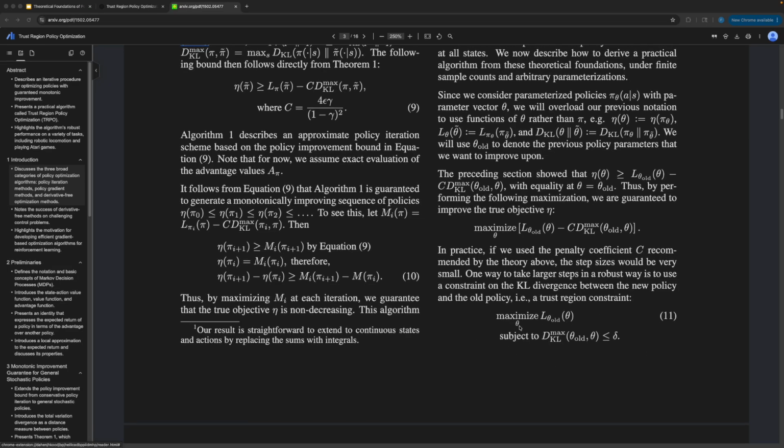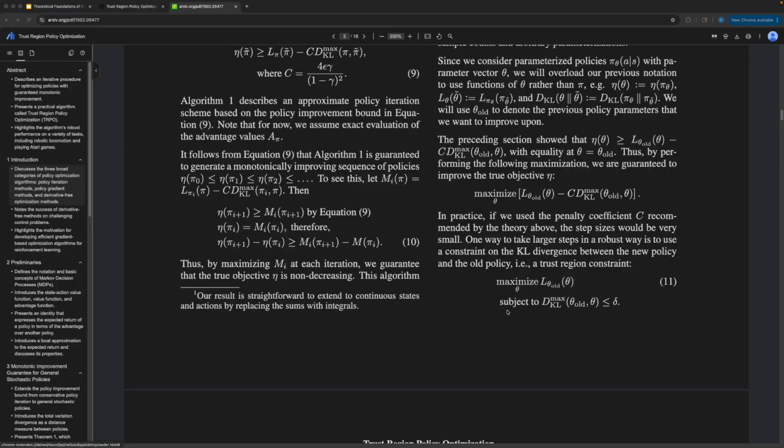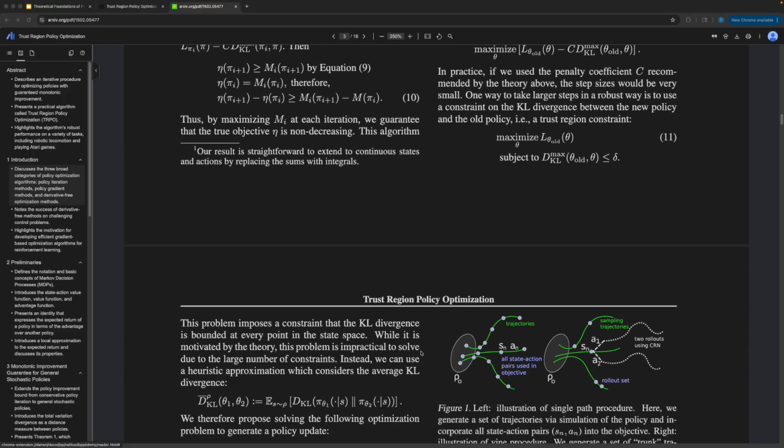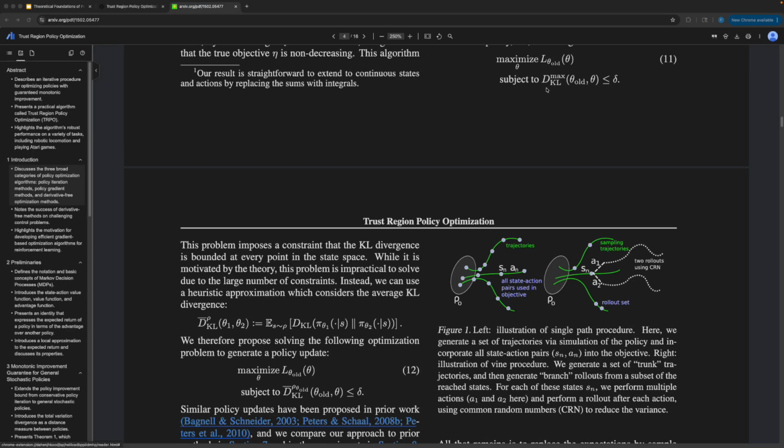Here you want to maximize across theta the L from pi theta old to pi theta, subject to the constraint that the maximum KL divergence is less than or equal to some variable delta. This imposes a constraint that the KL divergence is bounded at every point in the state space, because it's the max across all states. The KL divergence is defined between the policies pi theta old and pi theta. However, it's again harder to solve that.